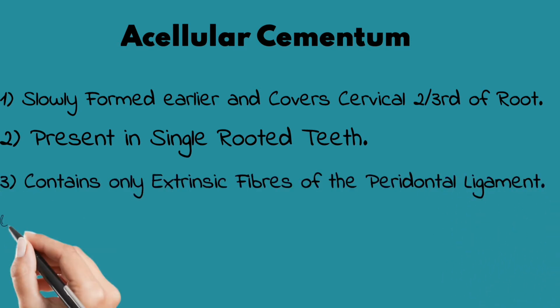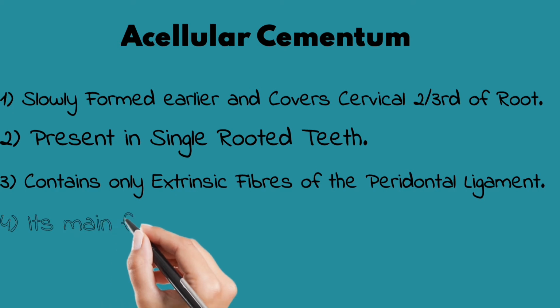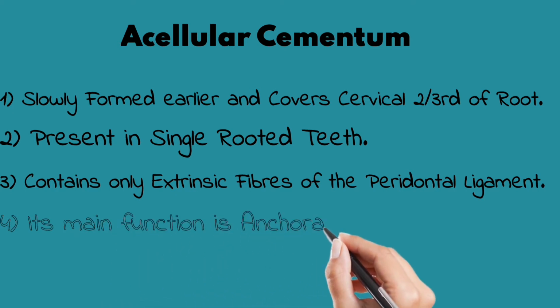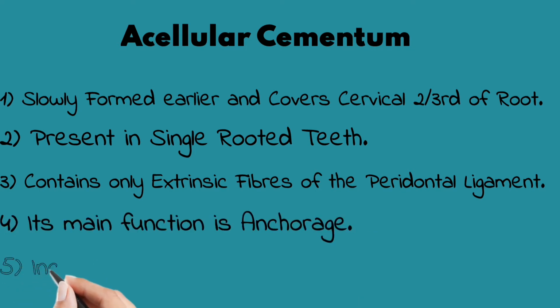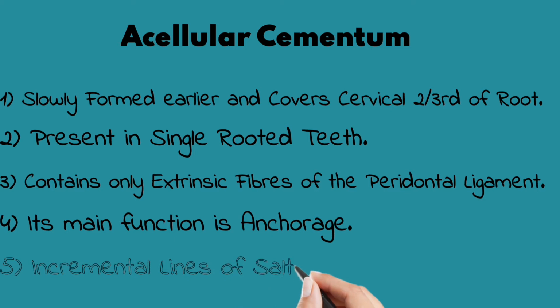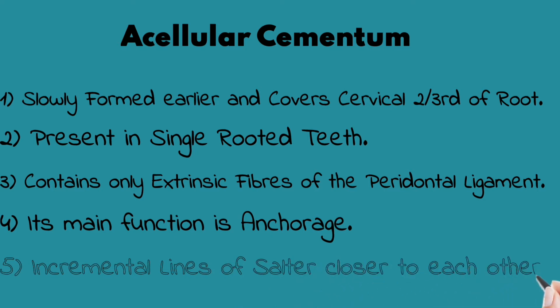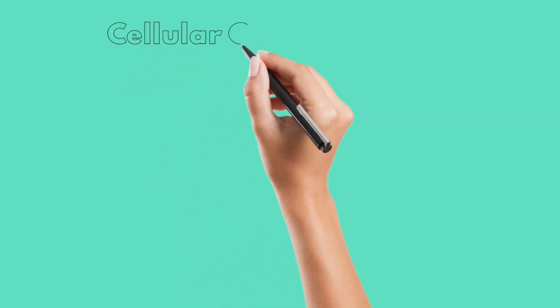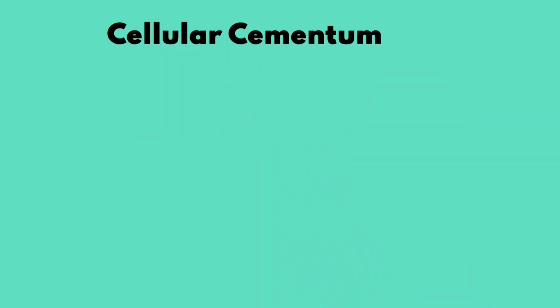by the fibroblasts. Also, cementoids and cementocytes are absent here, and the incremental lines of Salter are close to each other in this acellular cementum, and the cementoblasts are derived from the Hertwig epithelial root sheath, and the main function of the acellular cementum is anchorage.